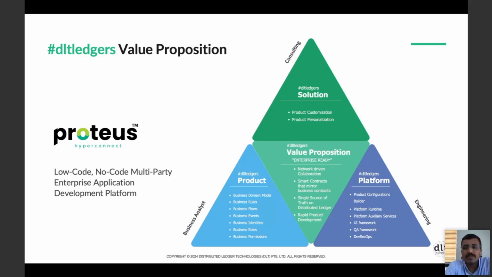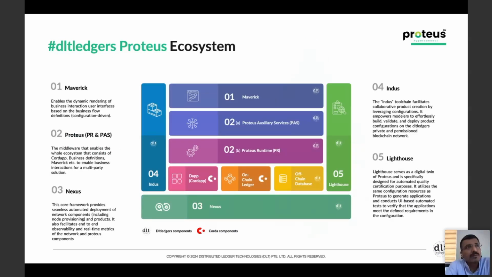Now, I already said Proteus has a few subsystems. These are the 4 subsystems that Proteus has. One is Maverick, second is Nexus, then you have Indus and Lighthouse. Maverick helps generate responsive UI so that users can interact in multiple form factors. Nexus helps with continuous integration and deployment of your products. And then Indus is the platform or the subsystem using which you configure your products, which you would see in a bit. And Lighthouse is the test automation framework.